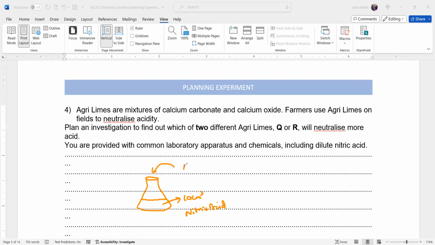Then we add indicator, drops of indicator. With an indicator, always only drops are added, because indicators are also weak acids, so they will also affect the result. That's why only drops of indicator are added. You can mention any named indicator: methyl orange, phenolphthalein, thymolphthalein, any named indicator. But this Agri lime, which is a mixture of calcium carbonate and calcium oxide, is solid. Okay, this is not aqueous, this is solid.